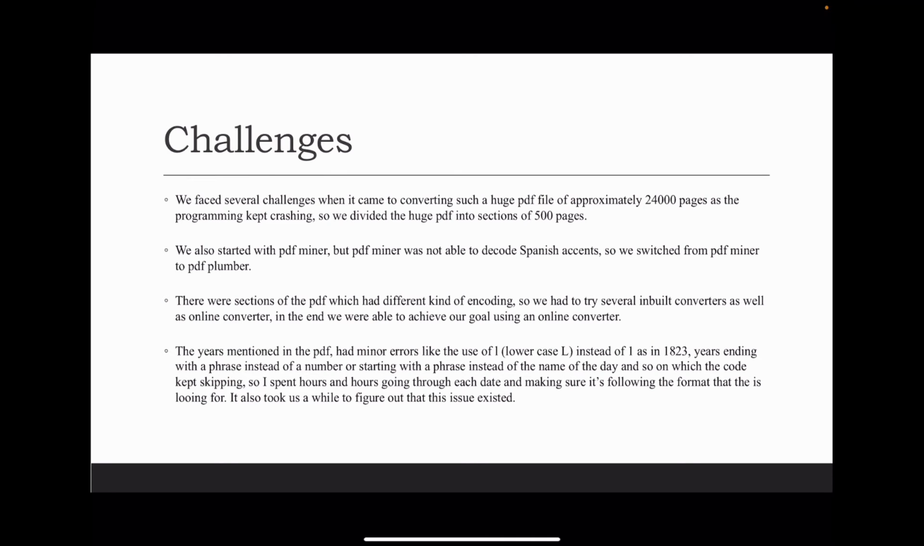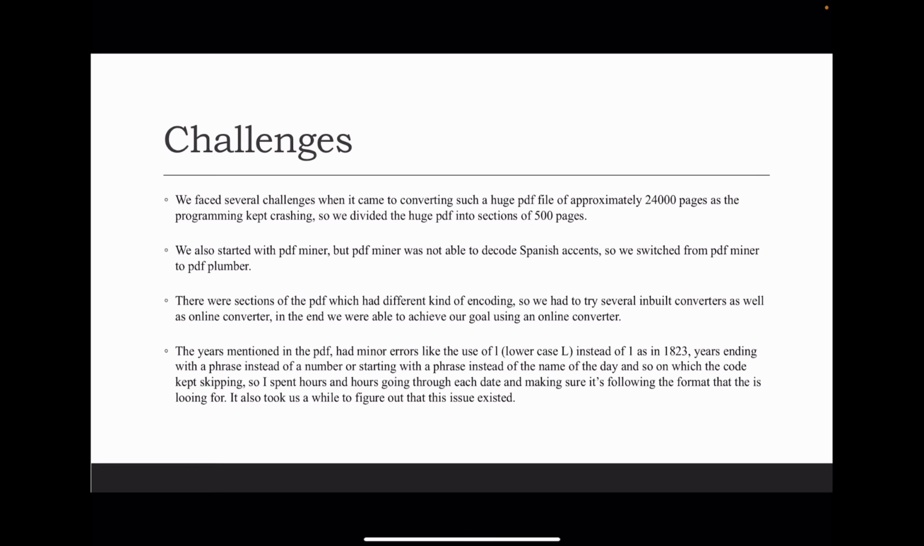The challenges that we faced during the project were quite a few. The first was converting such a huge PDF file, which contained approximately 24,000 pages. Since this was such a huge file, the program kept crashing. So we had to divide this huge PDF into sections of 500 pages and convert 500 pages at a time. After everything was done, we attached all these pages together to create a giant text file that we worked with.